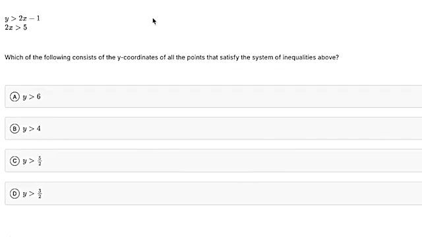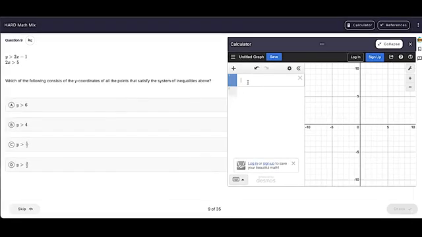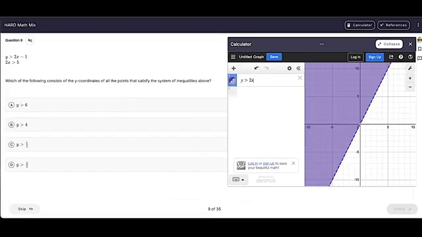All right, pause the video, try this one on your own first. For this one, I like to just use Desmos for inequalities most of the time. We will straight up put the inequality in there. So y is greater than 2x minus 1.